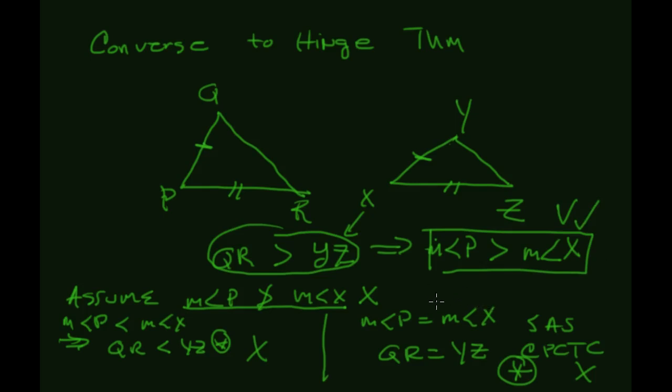All right, so the hinge theorem says that the triangle that has the bigger angle has the bigger gap. The converse to the hinge theorem says that the triangle with the bigger gap has to have the bigger angle. All right, so there you go, inequalities in two triangles.